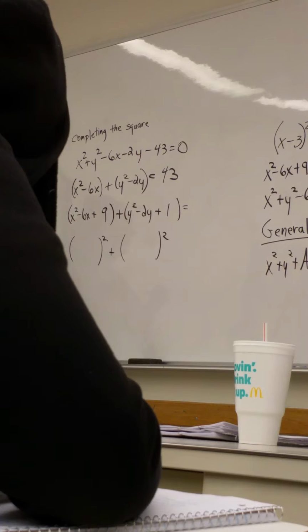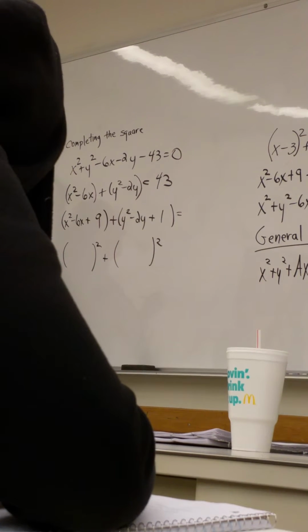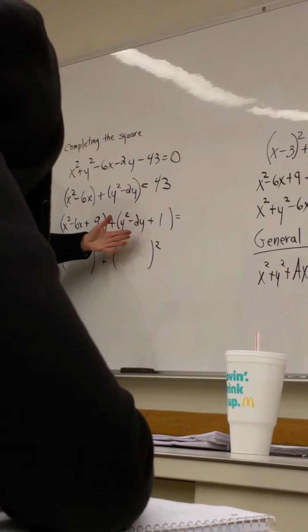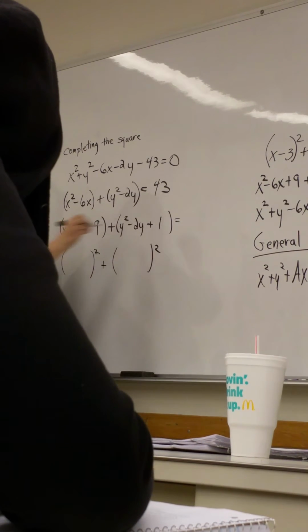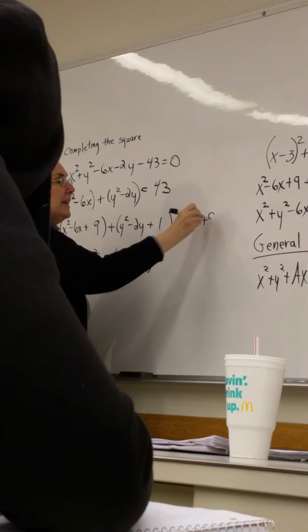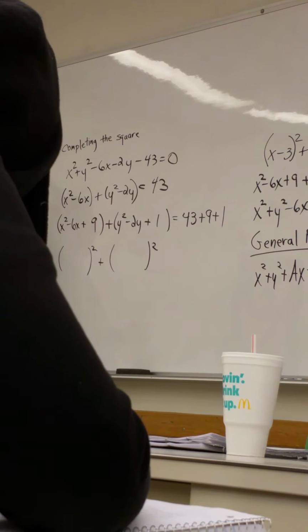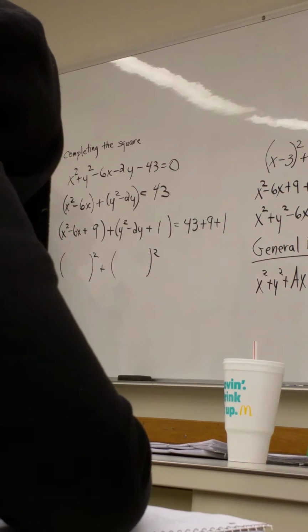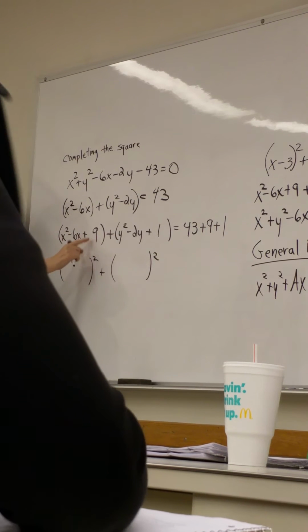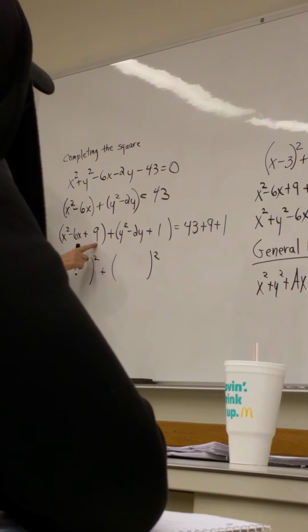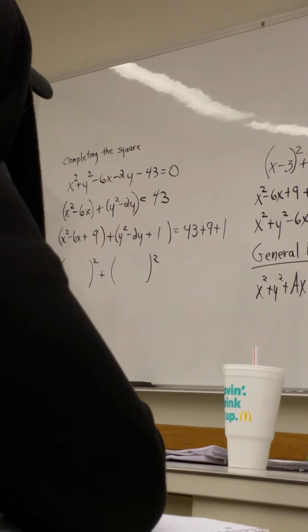Now here's the important thing to remember. In an equation, you can't just go around adding 9 and 1. If you add 9 and 1 on the left, you have to add 9 and 1 on the right. And remember, when you use the completing the square method, it's always addition. So you're always adding something to complete the square.